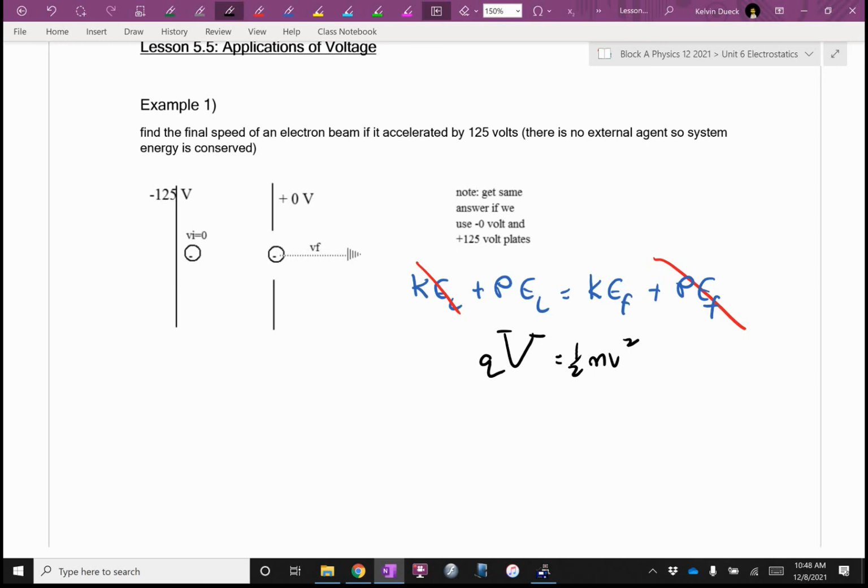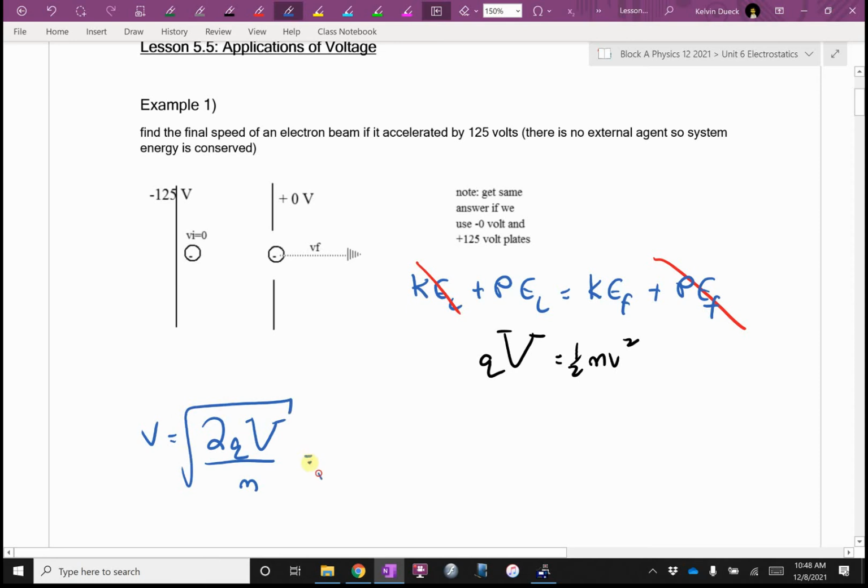Let's get the v by itself, the lowercase v by itself. I think times by 2, divide by little m, square root. Times by 2, divide by little m, square root. Okay. 2. What's Q? It's an electron.